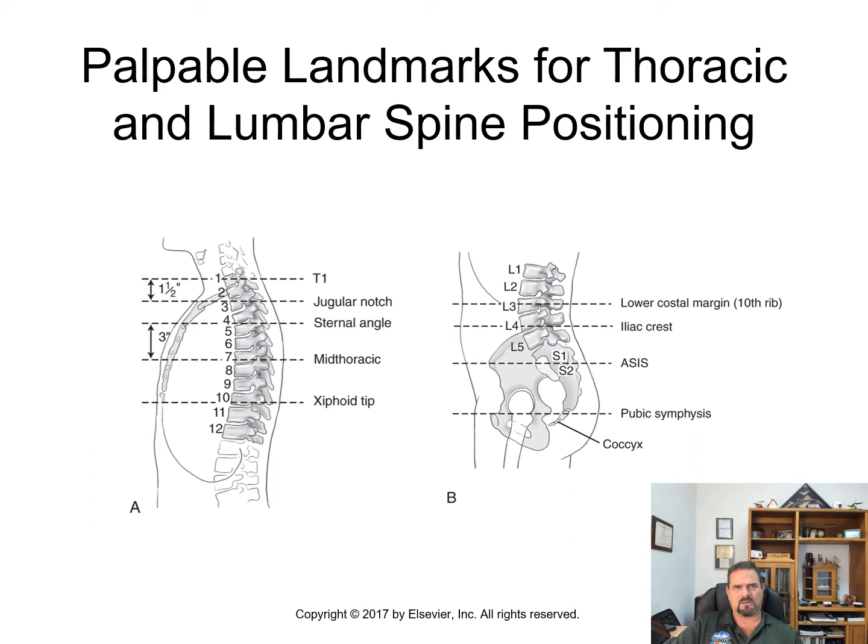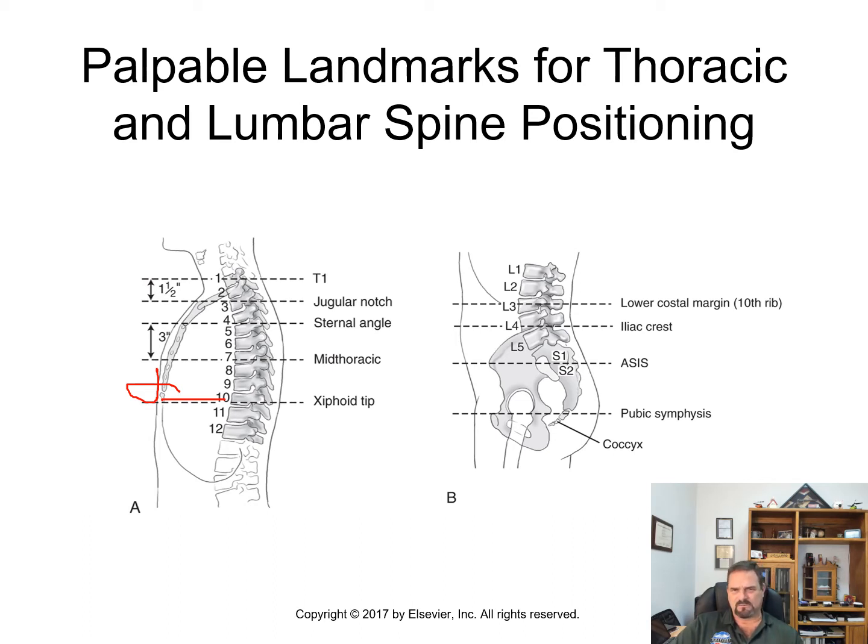All right, so palpable landmarks for thoracic and lumbar. T1 is right there, approximately 1.5 inches above the jugular notch. Then you can count from there: 1, 2, 3, 4, 5, 6, 7. Mid-thoracic, 8, 9, 10, 11, and 12. You can see the xiphoid tip is here. This is at thoracic 10. Mid-thoracic is somewhere between the third and fourth rib, right at the sternal angle.